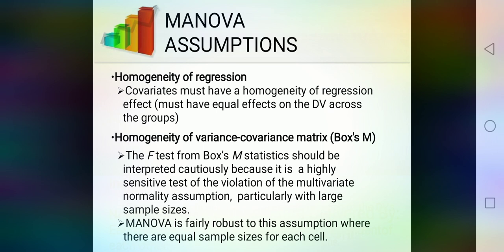Homogeneity of covariance matrix, the F test. We have already discussed the F test in the earlier video. The F test from the Box's M statistic should be interpreted cautiously because it is a highly sensitive test of the violation of the multivariate normality assumption, particularly with large sample sizes. MANOVA is fairly robust to this assumption.